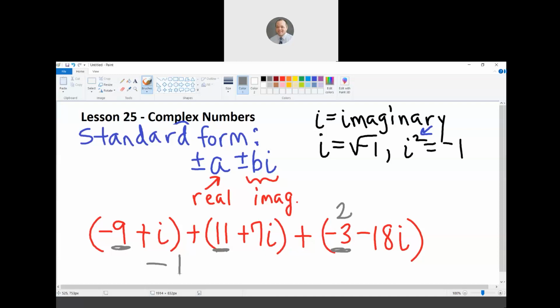Now you combine the i's just like you would x's. We have 1i plus 7i. Remember, you don't add the exponents here. That gives us 8i. And then 8i minus 18i is negative 10i. That's all you're doing with addition and subtraction, you'll see in just a second. You're combining like terms and like i's.